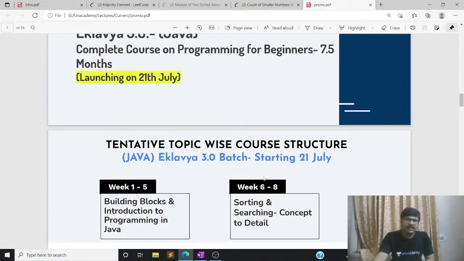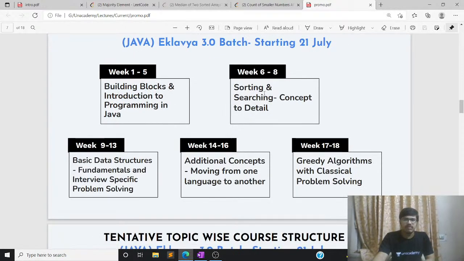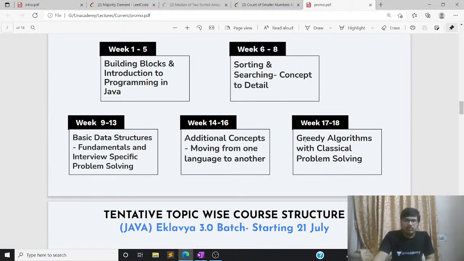Then there is the Ecologia course, which is on Java, from basic to advanced. The syllabus will first cover the introduction to Java programming. Then we look at implementation of sorting and searching. Then some basic fundamental data structures for interview problem solving. Then we move on to some additional concepts. Ultimately, we go to greedy algorithms.